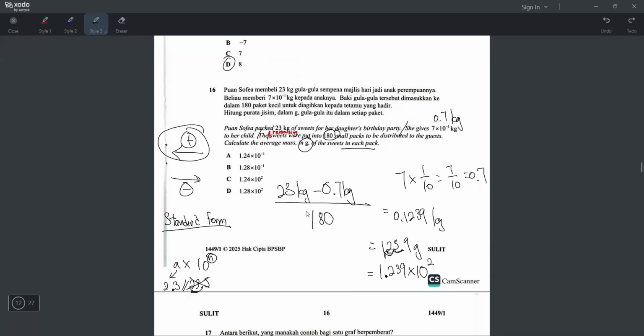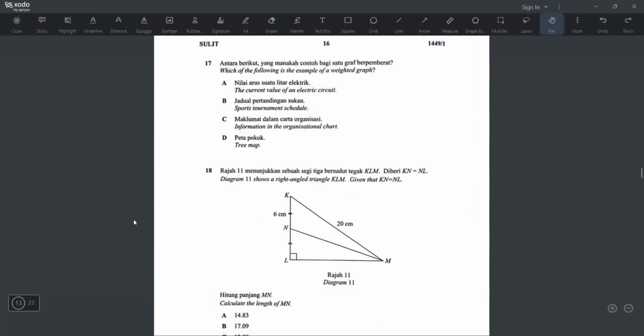Okay, so now you can look for the answer. C lah, 1.239 is, when you round off, 1.24 times 10 power 2, and it's in gram lah. Okay, so that's all.